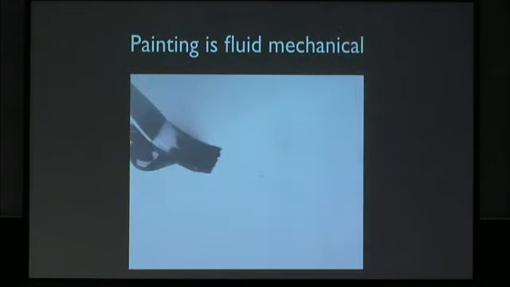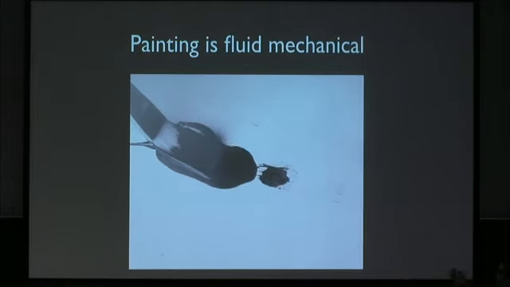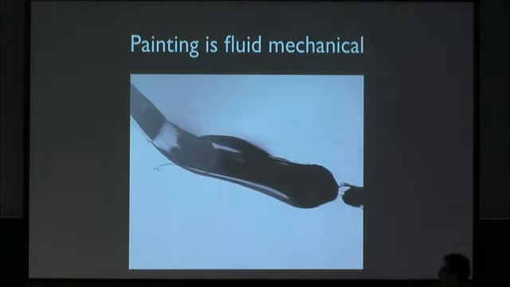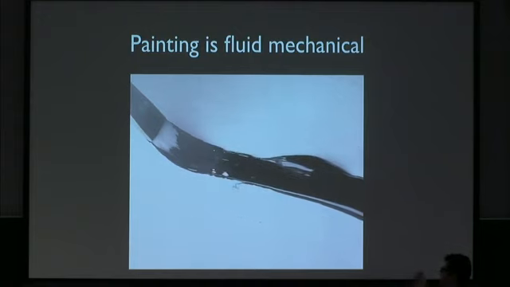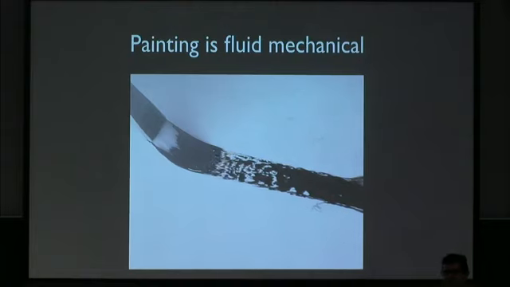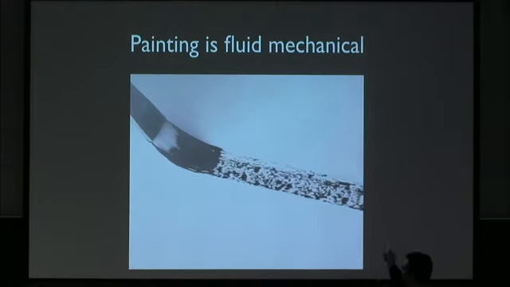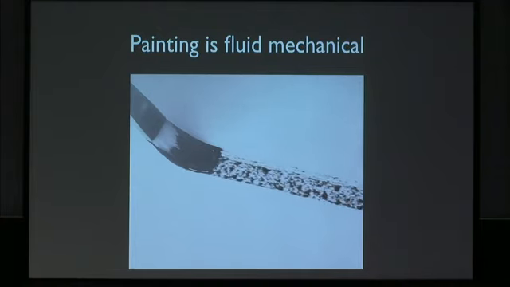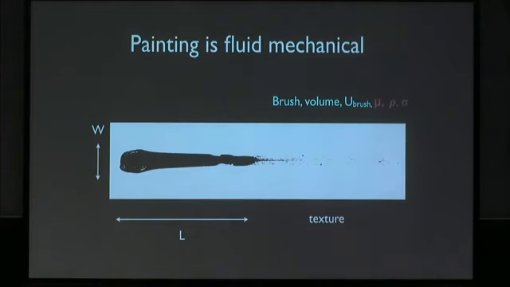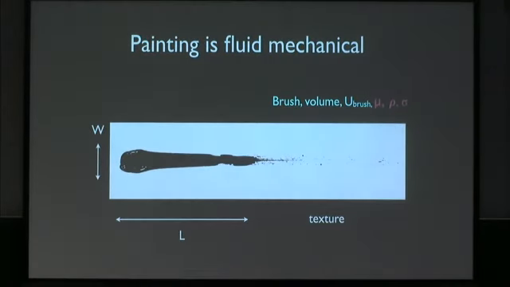So this is my realization. Painting is fluid mechanical. And this is a little movie that one of my students made, trying to convey this idea. You have a fluid, you apply a certain shear stress, a shear force, and then you end up with a pattern that is placed on a canvas. And what is most interesting is that depending on the amount of shear, the amount of paint, a number of parameters, then you can achieve a static image like this.